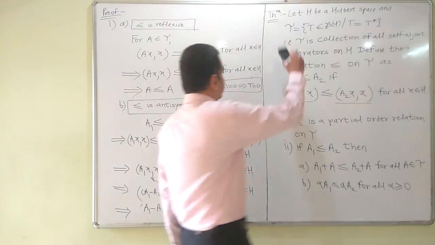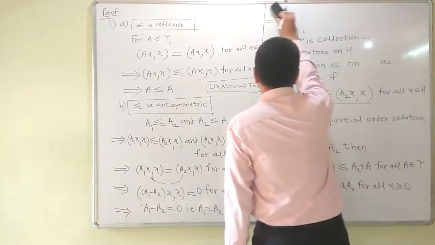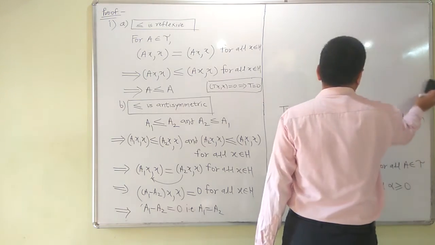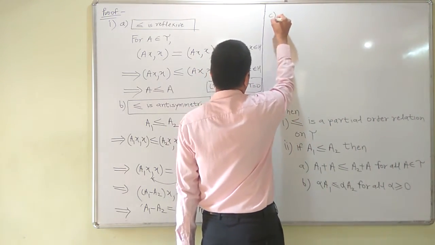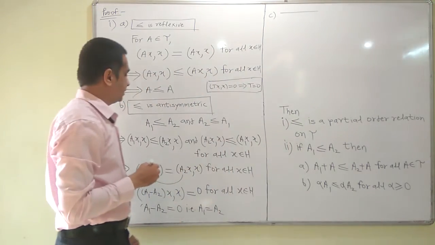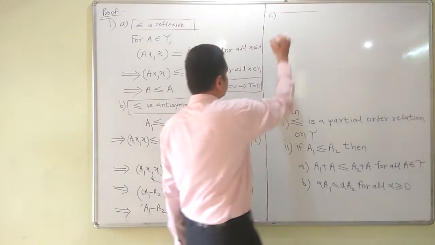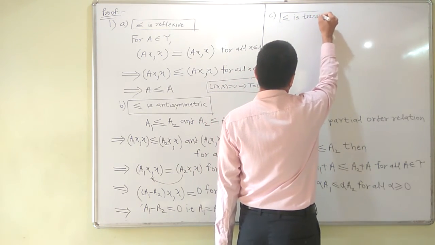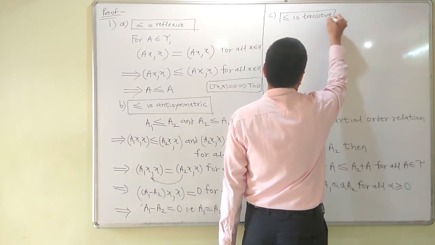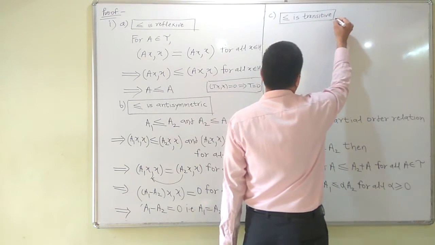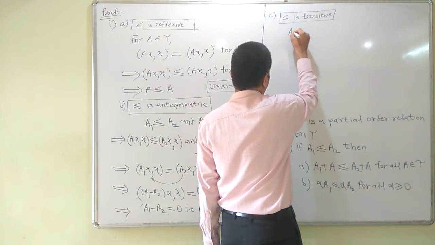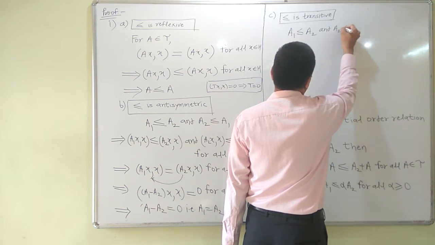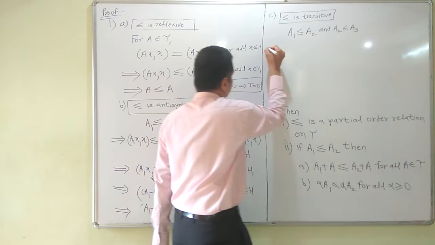Let us prove the transitivity. The third property which we are going to prove in statement C is that this less equal to relation is transitive. So it means that if A1 is less equal to A2 and A2 is less equal to A3, then we have to prove that A1 is less equal to A3.